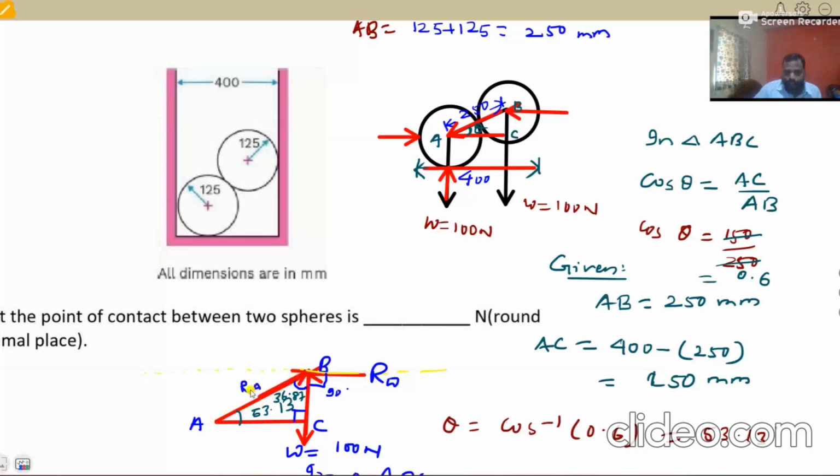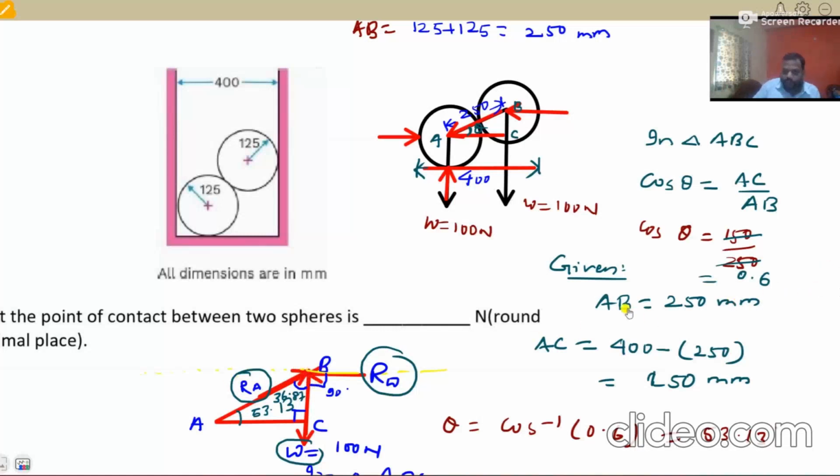The reaction of A, how much component? One is this much, second is this much, and third one is this much. Only three components are required to apply Lami's theorem to this particular center O, that is concurrent. At the same point, three components are acting.